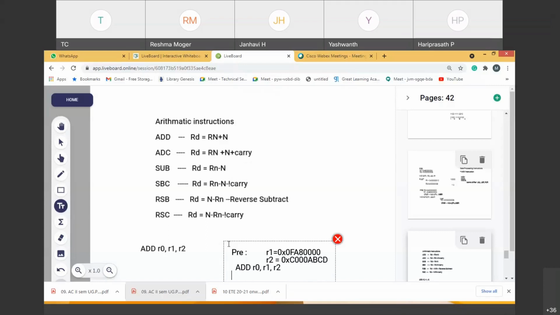This is pre, which means before execution. After execution, what will be the result? The result is simply in R0. We are moving the content to R0. What is the content of R0? Can I write a simple addition? Addition means you just add 0 with D, 0 with C, 0 with B, 0 with A, 8 with 0, A with 0, F with 0, C with 0.